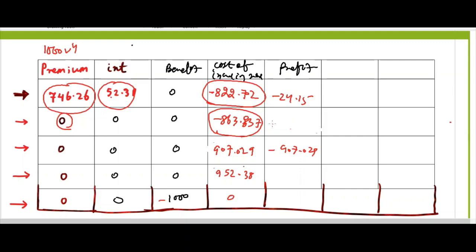Cost of increasing reserve is positive or negative? That should be negative. That's fine. So where do you get this reserve? Okay, this we didn't do properly. This is not correct. For the first year, whatever I said, that is correct.